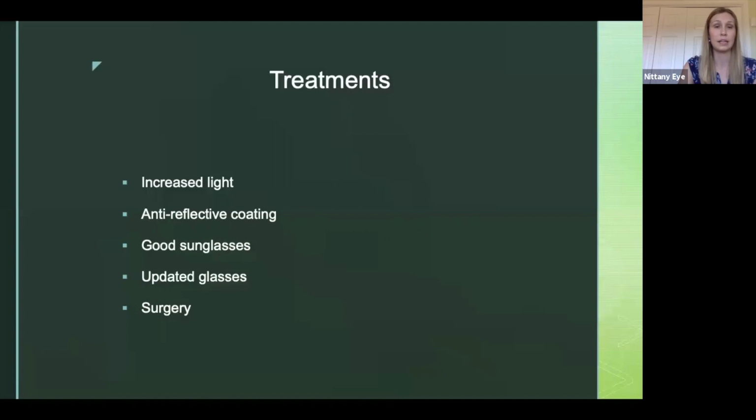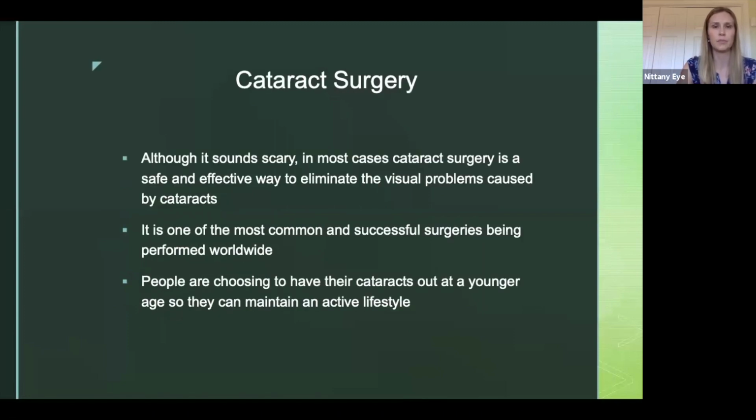So then the last thing is, of course, cataract surgery. I know this sounds pretty scary, but in most cases, cataract surgery is a safe and effective way to eliminate the visual problems caused by cataracts. It's one of the most common and most successful surgeries being performed worldwide.